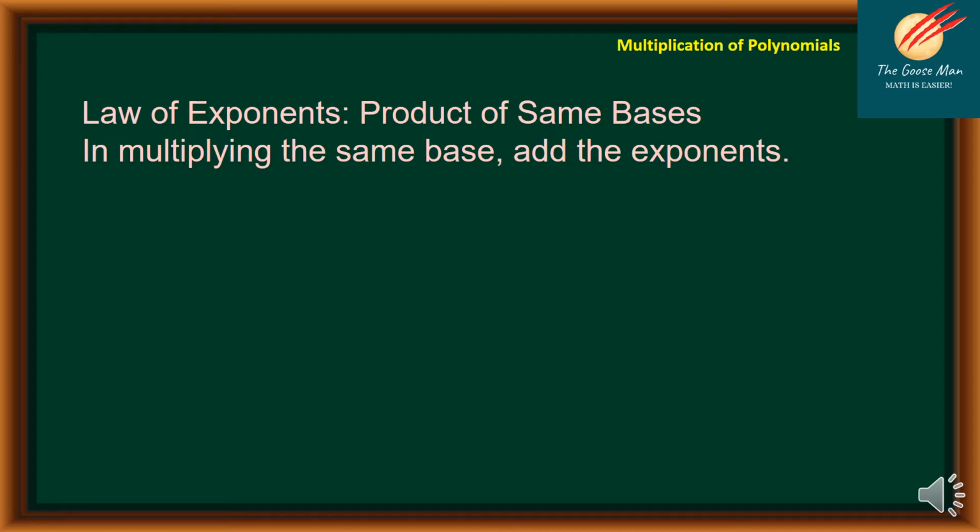Before we move on to the multiplication of polynomials, let us recall first the law of exponents such as the product of same bases. It means that in multiplying the same base add the exponents. So let's have example number 1. If I have x squared times x to the third power, this is the same as x raised to 2 plus 3. We add exponents, so it means this is x raised to the fifth power.